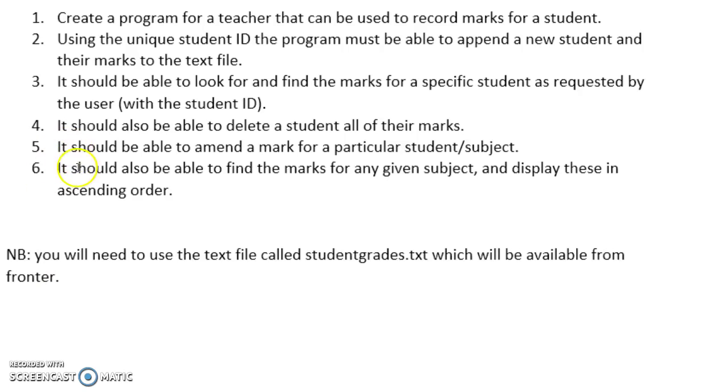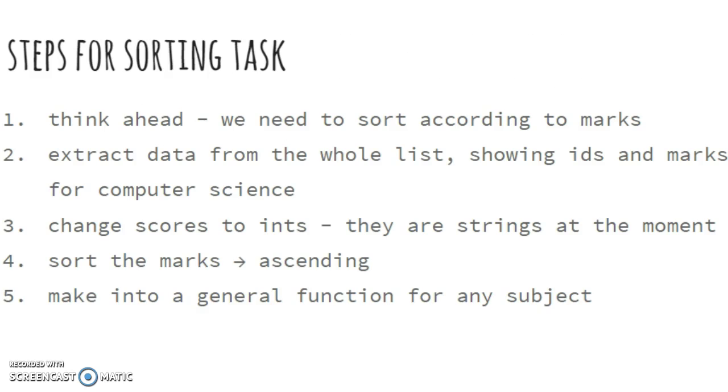In this video we're going to look at how to tackle task 6, and task 6 is about finding the marks for one subject and then displaying them in ascending order of marks. This problem is quite involved, so it really helps to plan ahead and think about how you're going to solve it. One thing you need to keep in mind is that we need to sort it according to the marks and not according to the student ID.